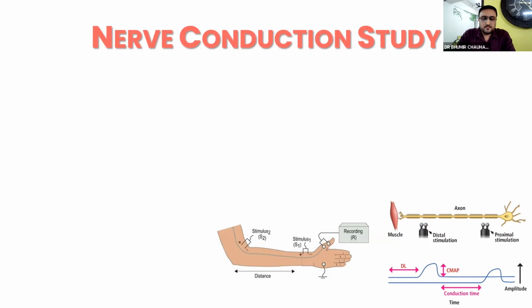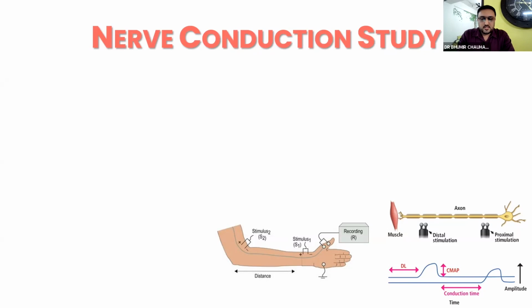So this will create a graph. If you see on the right lower corner, there is a graph which is generated. The initial flat line is the distal latency. It is the time from when the stimulus has been given till the stimulus has reached the muscle fiber. Once it reaches the muscle fiber, there will be a hump created, which is called the compound muscle action potential. The height of the hump is the amplitude of the wave.